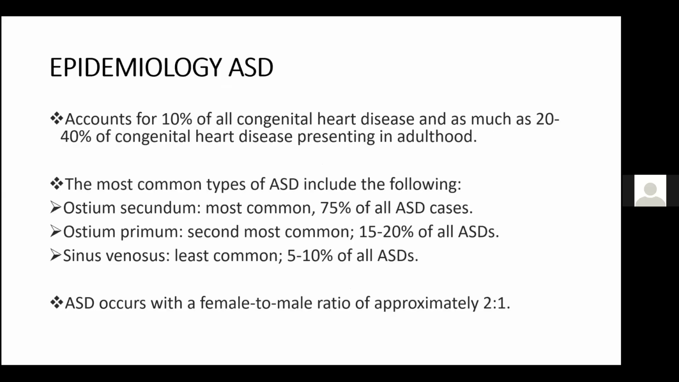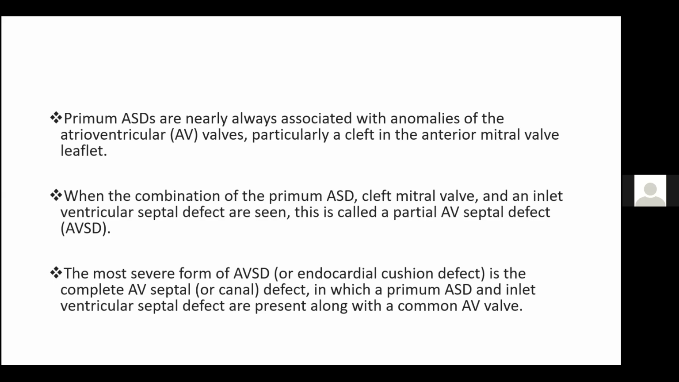Talking about the epidemiology, ASD accounts for 10% of all congenital heart disease, and we know that the commonest is the ostium secundum ASD, which accounts for 75% of cases, and we know that ASD is commoner in females, with a ratio of 2:1. We also know that for septum primum ASD, there could be other congenital defects associated, like the cleft mitral valve and the inlet ventricular septal defect, and that combination is known as the partial AV septal defect.